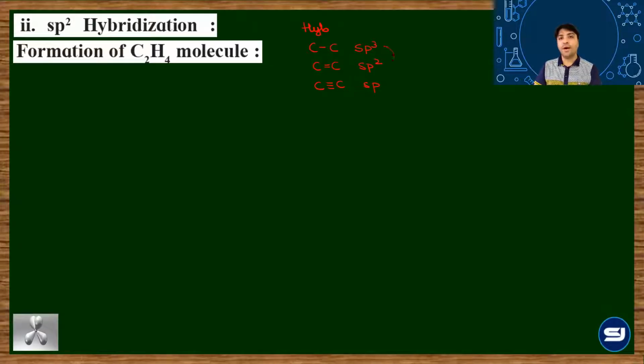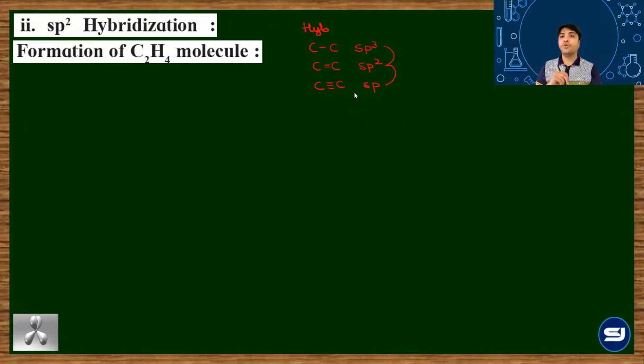Now, can you realize why the hybridization is changing from SP3 to SP2? The number of p orbitals is decreasing by one. Or can I say the number of hybrid orbitals is decreasing by one? In SP3, there are four hybrid orbitals. In SP2 there are only three, and in SP only two. So the number of hybrid orbitals decreases by one when I go from SP3 to SP2 and SP2 to SP.